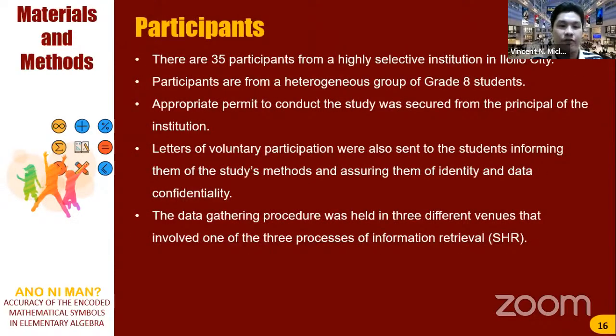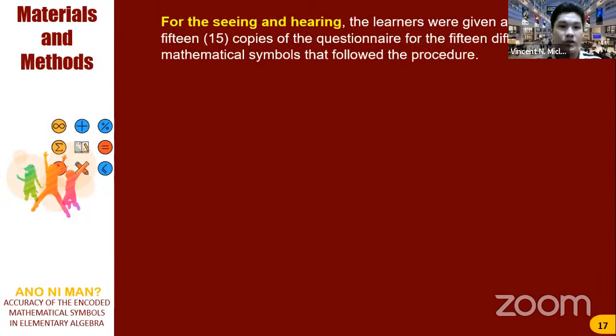Our participants are 35 learners from a highly selected institution in Iloilo City. They are from a heterogeneous group of grade 8 students, of course, to address ethical concerns. So we sent an appropriate permit letter to conduct the study to the principal of the institution, and we distributed and gathered letters of voluntary participation from the students, informing them of the study's method and assuring them of identity and data confidentiality. The data gathering procedure was held in 3 different venues that involved one of the 3 processes of information retrieval. So we have one venue for the seeing, one for the hearing, and one for the reading.